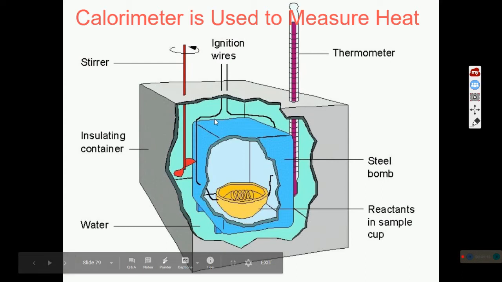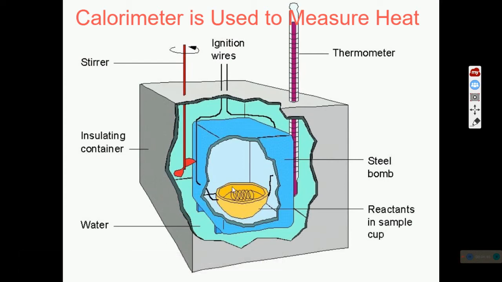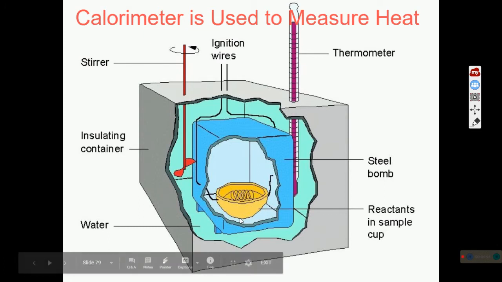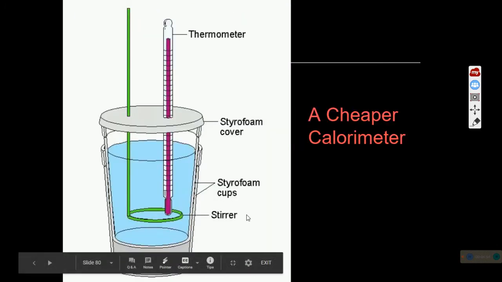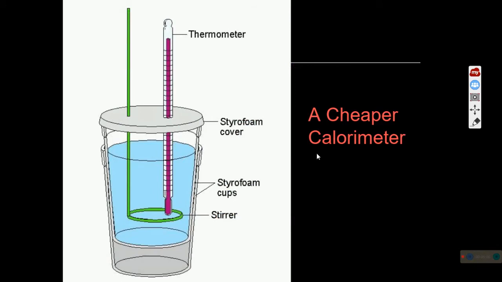So the way they measure this is using a calorimeter. They have a stirrer, they have a conductor, these ignition wires going down into it. They have a thermometer, they have a piece of steel, and some sort of an insulator, sometimes it's plastic or styrofoam. And then they have reactants in here. A really cheap way of doing it is to have a styrofoam cup. And they can always measure heat and heat transfer using that.